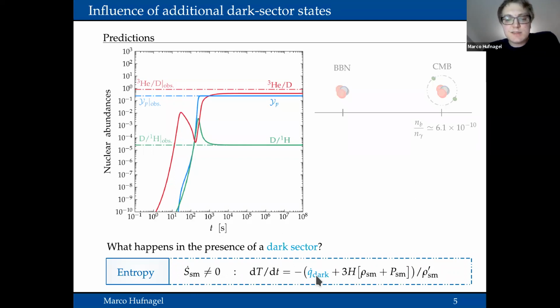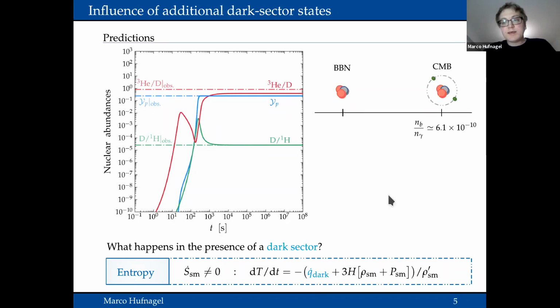This is also rather easy to understand because when the universe cools down, this essentially means that the temperature of photons becomes smaller and therefore the number density of photons becomes smaller. However, if say you have some dark sector states which just constantly inject additional photons into the standard model bath, then of course the number density of photons drops slower and therefore the temperature of the standard model drops slower. So this is essentially encoded in this additional parameter.